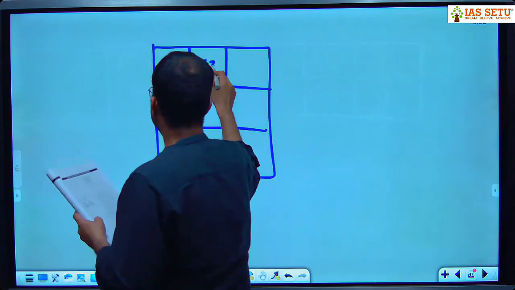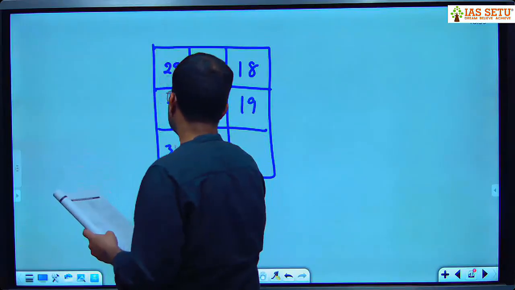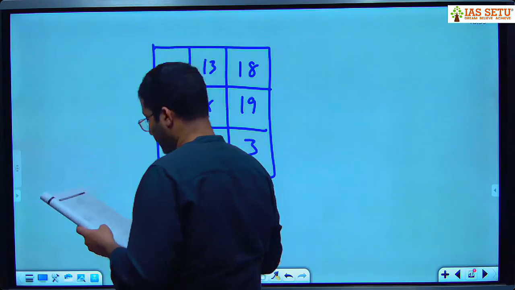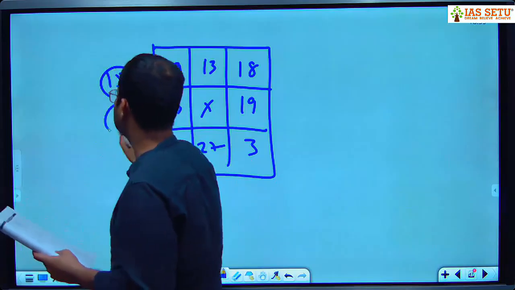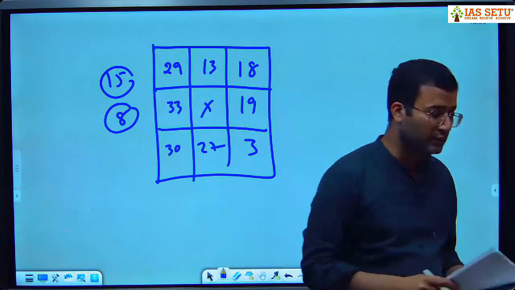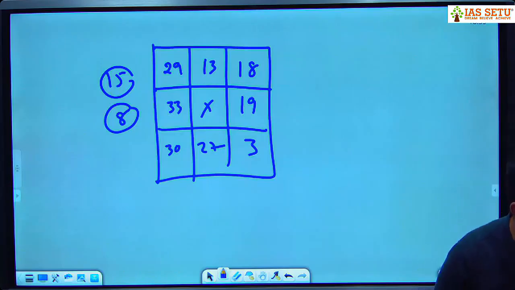29, 13, 18, 33, X, 19, 30, 27, 3, I explained. Here B is also correct, D is also correct. UPSC का क्वेश्चन है and in UPSC official answer key they have given 2 correct answers. I think you have not attended the lecture, yesterday's lecture. Rituparna Ghosh.